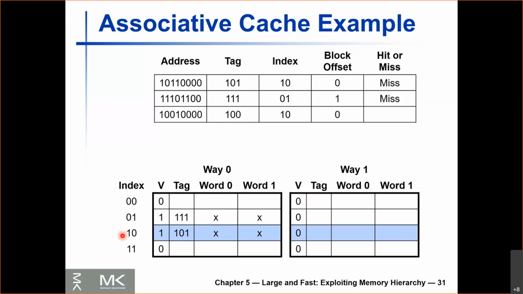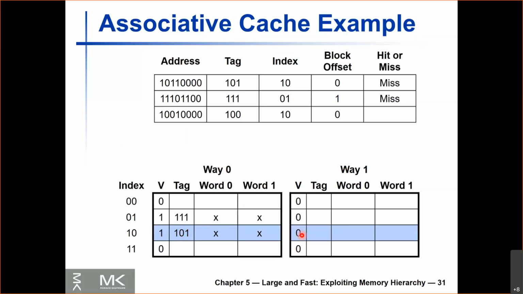Right, because the tag is different. So in this case, my tag is 100, but the tag that I have in this way is 101. So I have a miss in the first way because my tag does not match, and I have a miss in the second way because the valid bit is 0. Okay, so I have a miss in my cache.